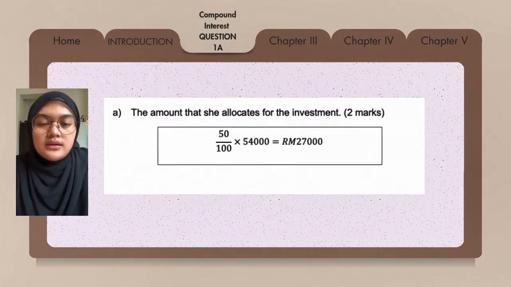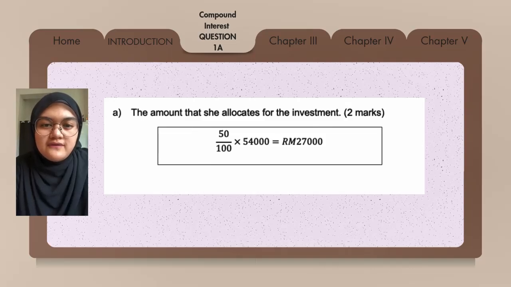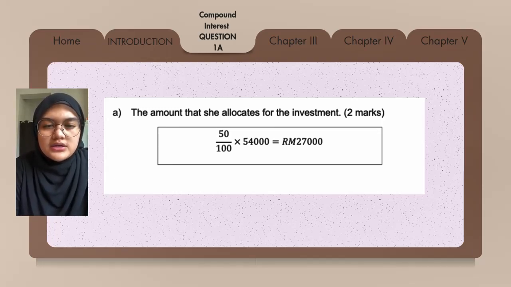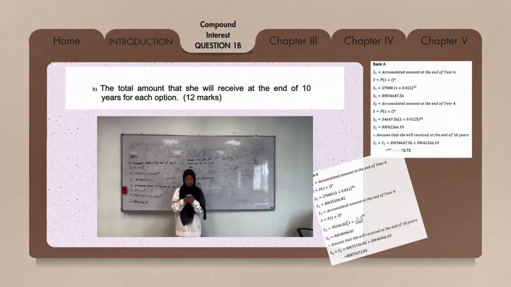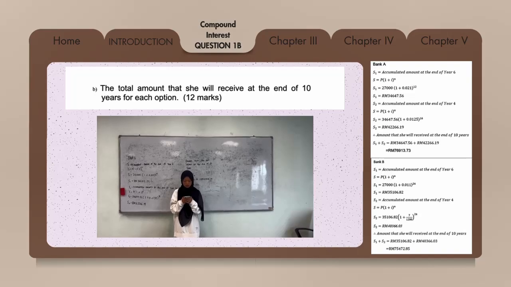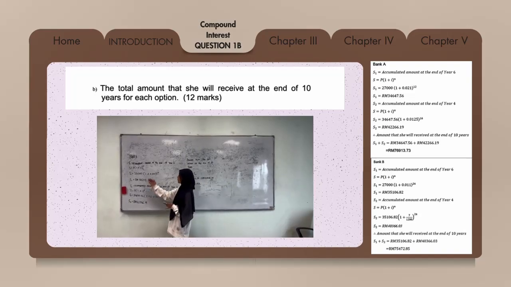Question 1A, the amount that she allocates for the investment. With the total savings of 54,000, she plans to invest 50% of that amount in an investment scheme for a duration of 10 years. So 54,000 times 50% equals 27,000. For question 1B, the total amount that she will receive at the end of 10 years for each option. So we calculate for Bank A first.